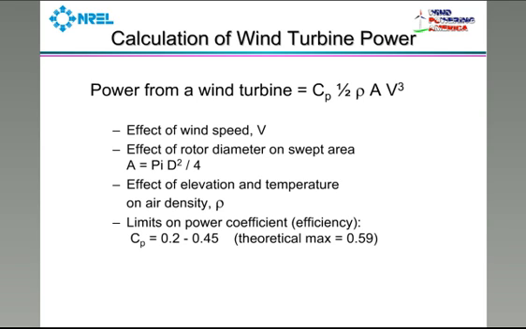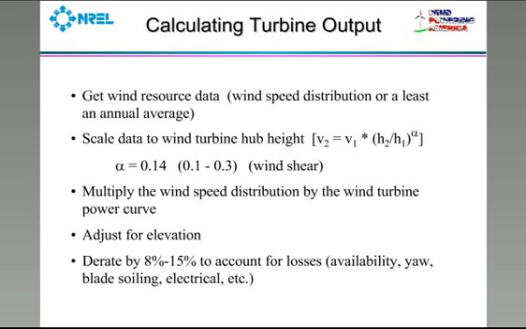C sub P typically varies between about 0.2 and 0.45 for most wind turbines. And again, the manufacturers try to design their turbines so they have the highest efficiency at the wind speeds that give the most energy. So how do you calculate turbine output? These 5 steps kind of lay it out.